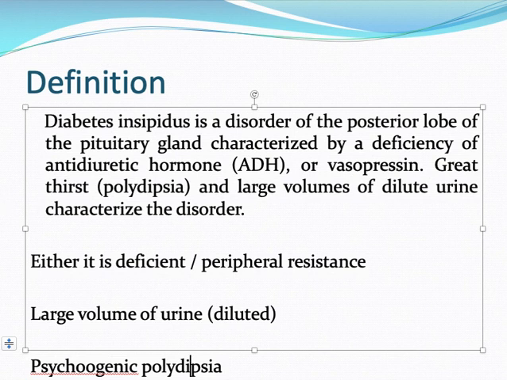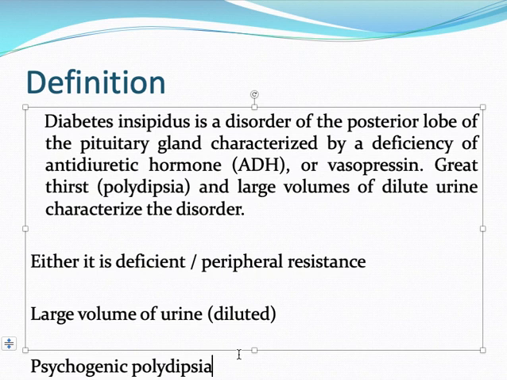The important thing to understand here is that in diabetes mellitus, in diabetes insipidus, and in psychogenic polydipsia, one of the clinical features which will be the same in these three conditions is polydipsia as well as polyuria.